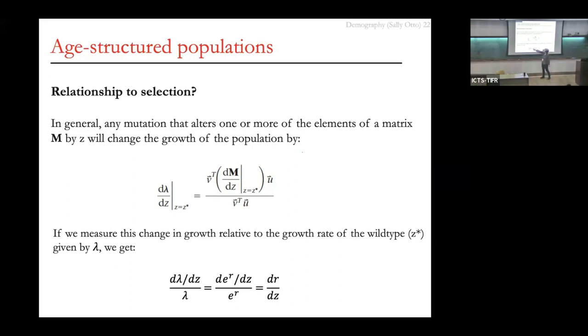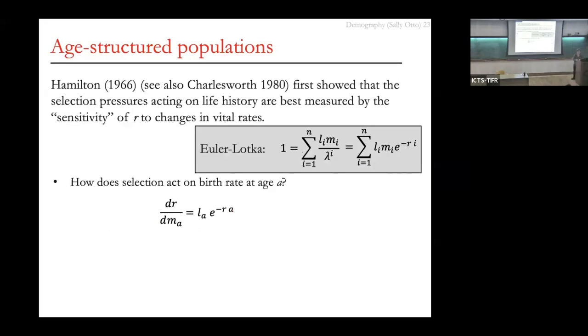And if you plug in the alternative way of writing lambda as e to the r, then this, it turns out, is just dr/dz. Either way, it doesn't much matter. But this dr/dz is how it tends to be written in the literature. And it was Hamilton in 1966, and Charlesworth has an excellent book on selection and age-structured populations that, if you're working with him, I would highly recommend reading.